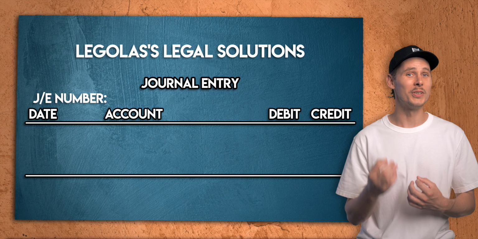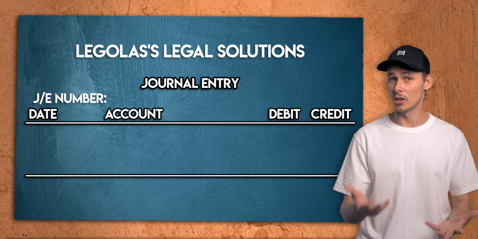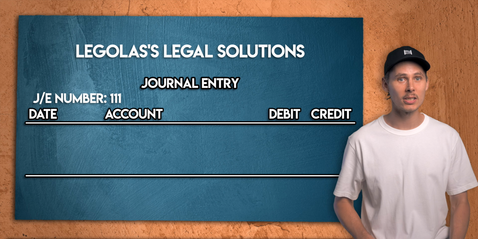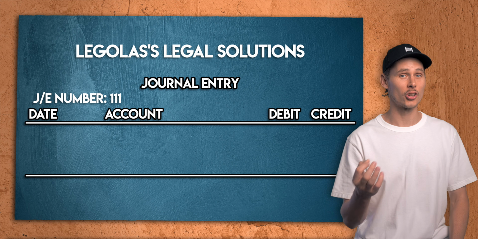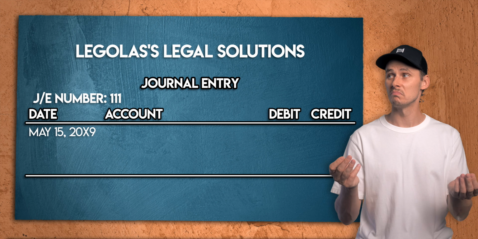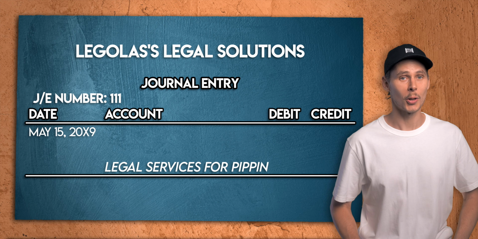First, we want to give it a unique journal number to identify the transaction, 1121. Then we want the posting date, which is the date that the transaction took place on. That's May 15th. A brief description: Legal services for Pippin shall do.